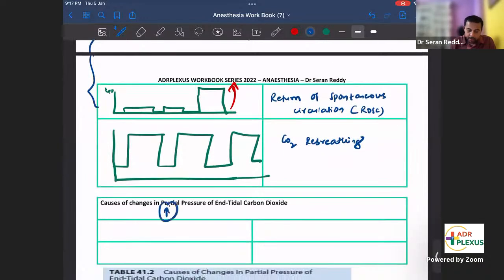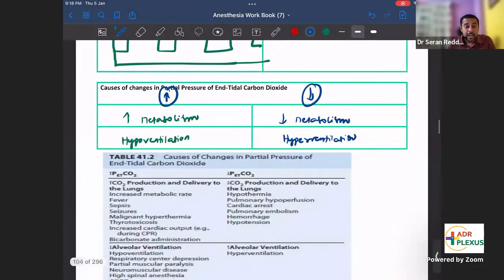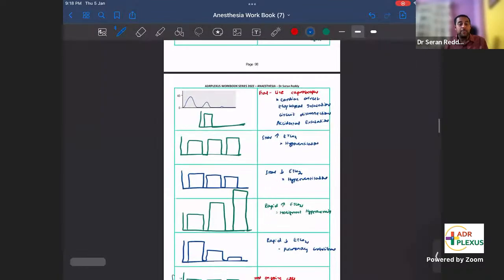And when does EtCO2 increase? For you to easily remember, in those conditions where there is increased metabolism in the body due to whatever reason, and in conditions of hypoventilation. No need to learn by heart. When does it decrease? Whenever there is a decrease in metabolism in the body and related disorders, and hyperventilation. Any increased metabolism, like fever, sepsis, seizures, malignant hyperthermia, thyrotoxicosis, all increase it. Decreased metabolism like hypothermia, pulmonary hypoperfusion, cardiac arrest, it decreases.